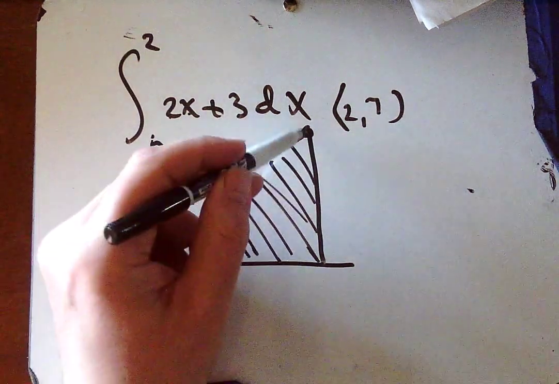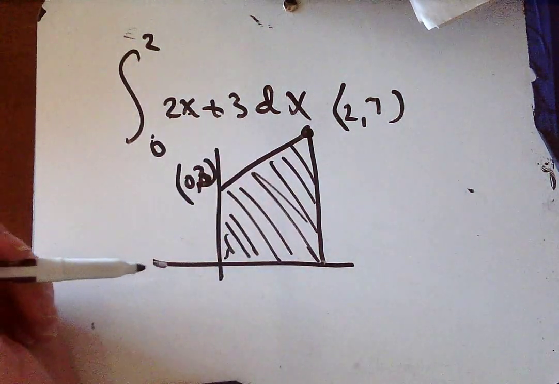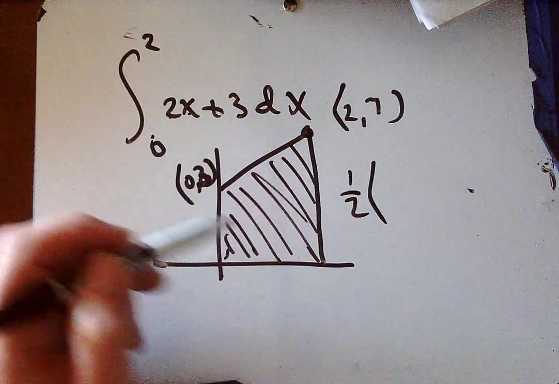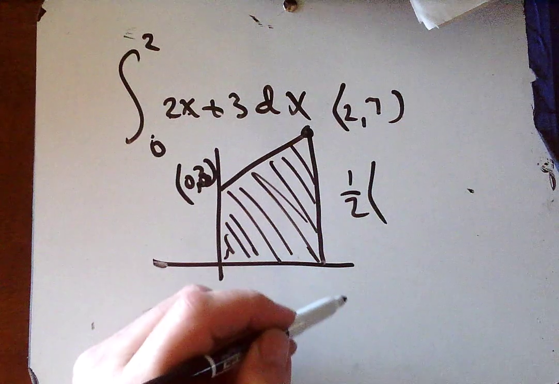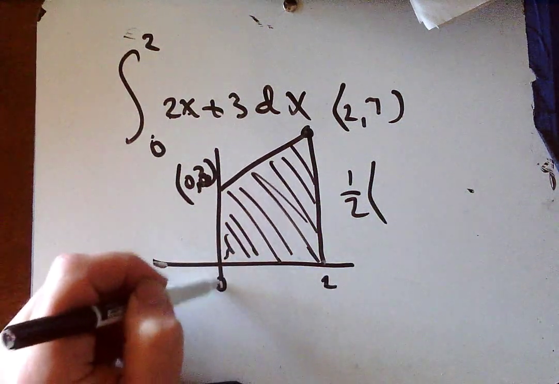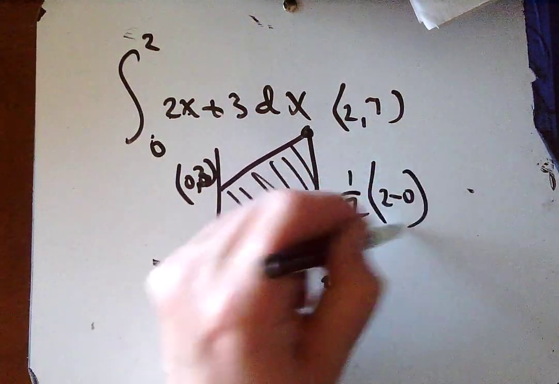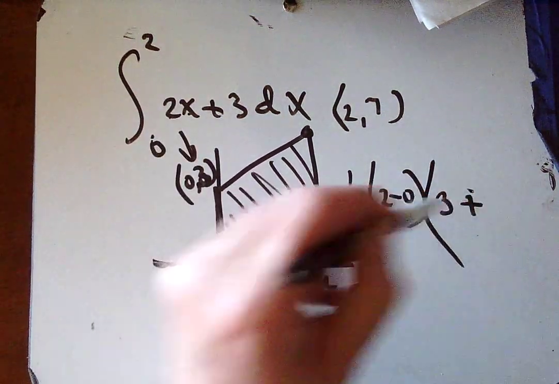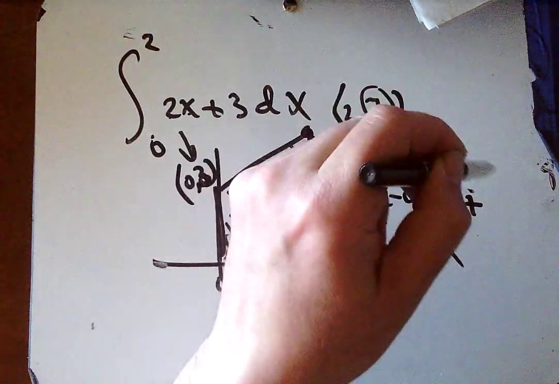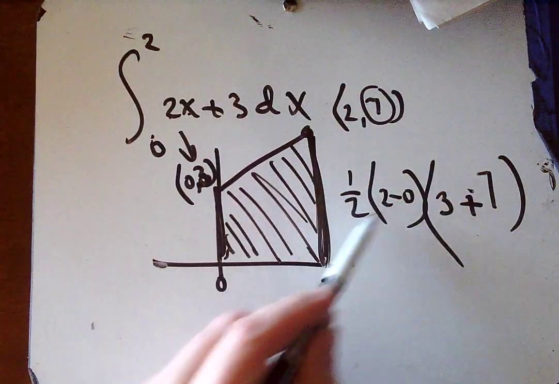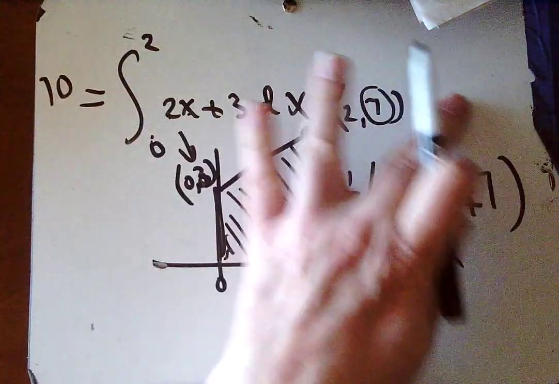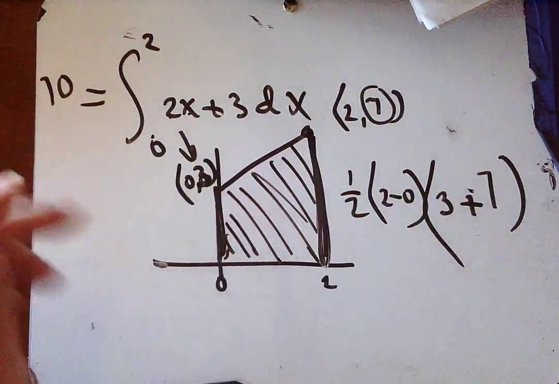You could certainly split this up into a triangle plus a rectangle. But yeah, I'm just going to use the trapezoid formula because I need to know how to find the area of a trapezoid, so stop being lazy about that. All right, there's 2, there's 0, and so we've got 2 minus 0 for the height. Base 1 is 3. Base 2 is 7. So I get 10. 10 is the value of that integral. Okay? Next.